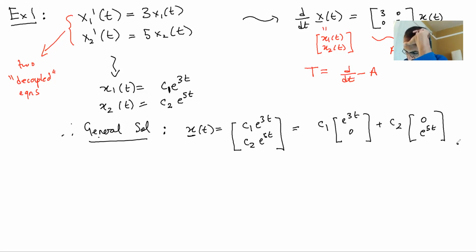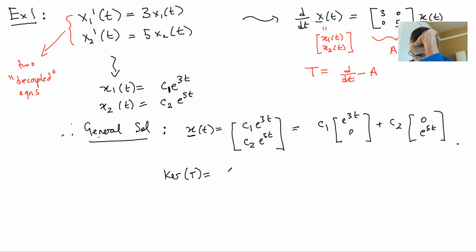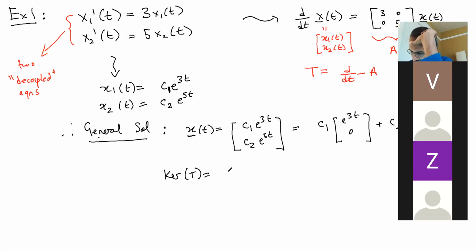So what's the basis for the kernel of T? E to the 3t and e to the 5t, those two vectors. Right, but you didn't fully specify the vectors. Span. Well, okay, so what I'm looking for is that the e to the 3t is in the first component here, and 0, e to the 5t, second component.